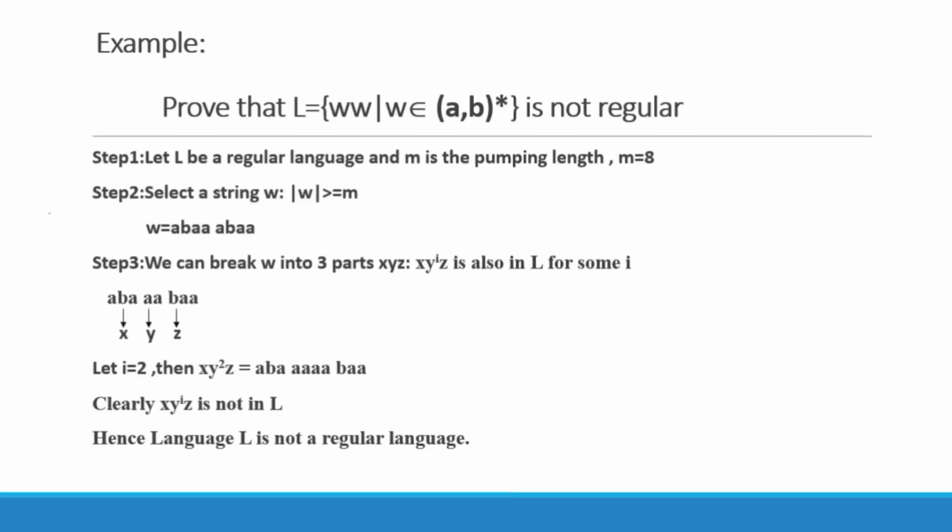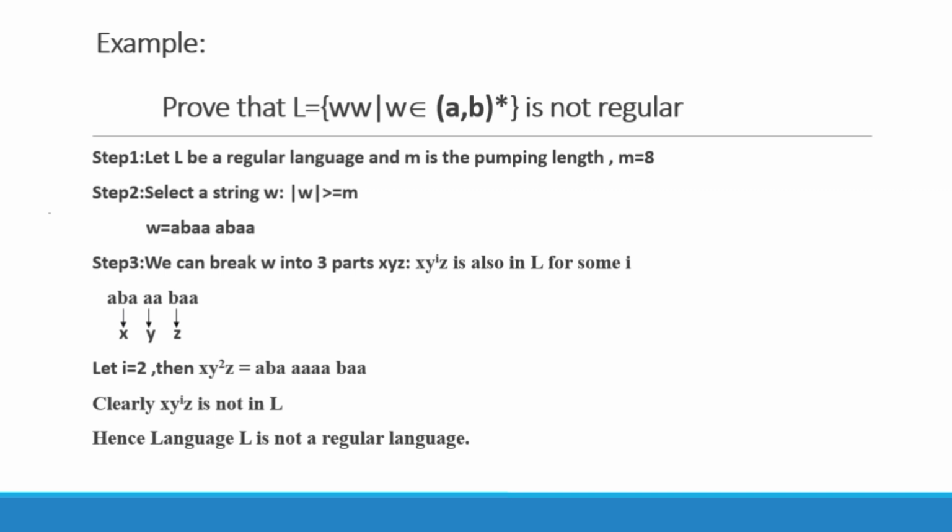Now let's look at another example. Prove that L = {ww : w belongs to {a,b}*} is not regular. Step 1. Let L be a regular language and m is the pumping length. Here I am choosing the pumping length m = 8. Step 2. Select a string w such that |w| ≥ m. Here I am choosing the string w = abaa abaa. Step 3. We can break w into 3 parts, x, y, z such that xy^i z is also in L for some i.